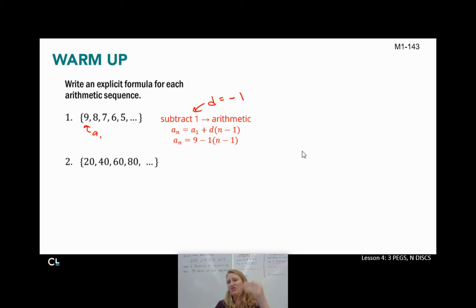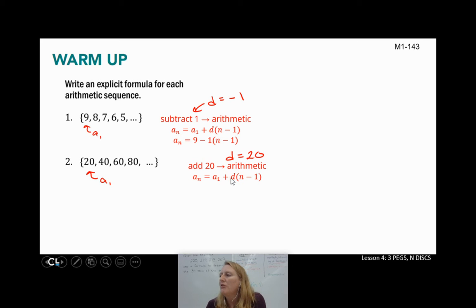For our next one, I noticed that it was actually going up. So we were adding this time, and it looks like we're adding 20. So it's definitely arithmetic still. So when I went to use my explicit formula for arithmetic sequences, there's my first term, a sub 1. And because we were adding 20, my common difference is a positive 20 this time. So I just plugged in the first term, plugged in the common difference, and there we are. Oh, they were both 20.